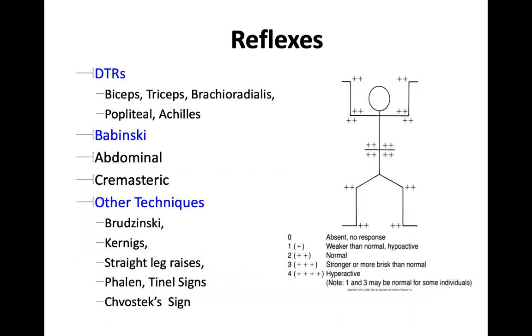Here's your reflexes. I do reflexes every once in a while. I don't do it routinely on all my exams, but if I'm thinking that they have a radiculopathy, you know, they have cervical problems, lumbar problems in their lower extremities or something, then I will do biceps and triceps and brachioradialis on the upper extremities, and patellar and Achilles on the lower extremities.